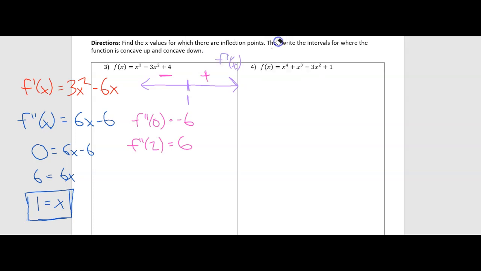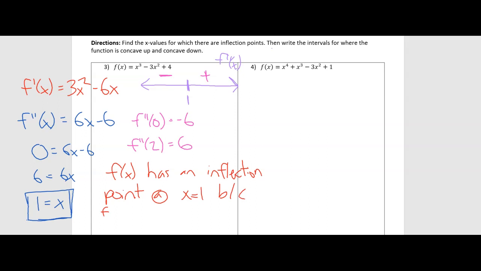Well, we've just found an inflection point, or a point of inflection, because the second derivative is changing signs at x equals 1. So we'll need to justify that. We'll say f of x has an inflection point at x equals 1 because f double prime of x changes signs here.